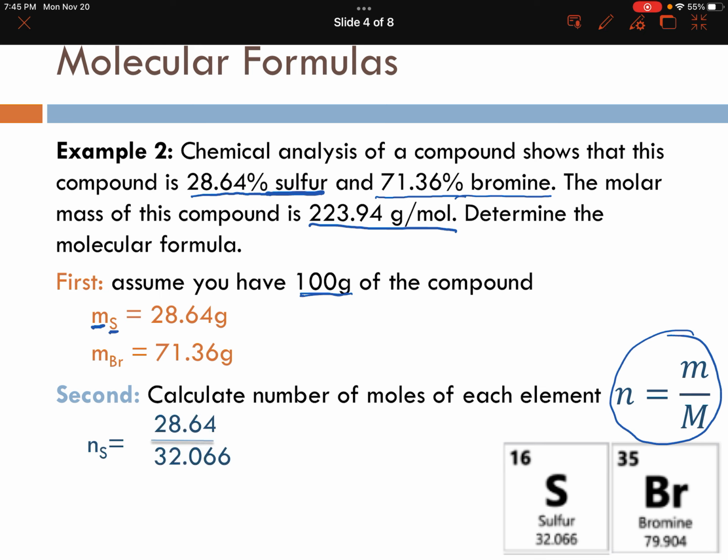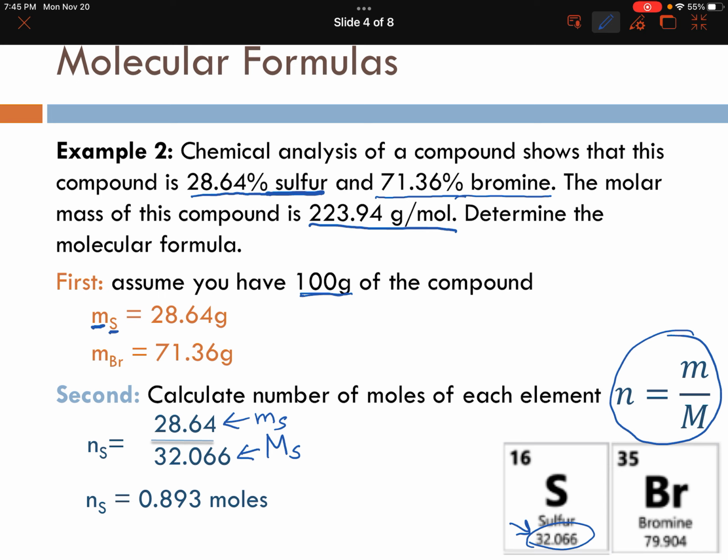So first, sulfur. The number of moles of sulfur will be the mass of sulfur on the top, and on the bottom is the molar mass of sulfur. And how did I know the molar mass of sulfur was 32.066 grams per mole? Well, I read that right off the periodic table. That molar mass is written right on your periodic table. Do that division, 28.64 divided by 32.066, and that gives me 0.893 moles.